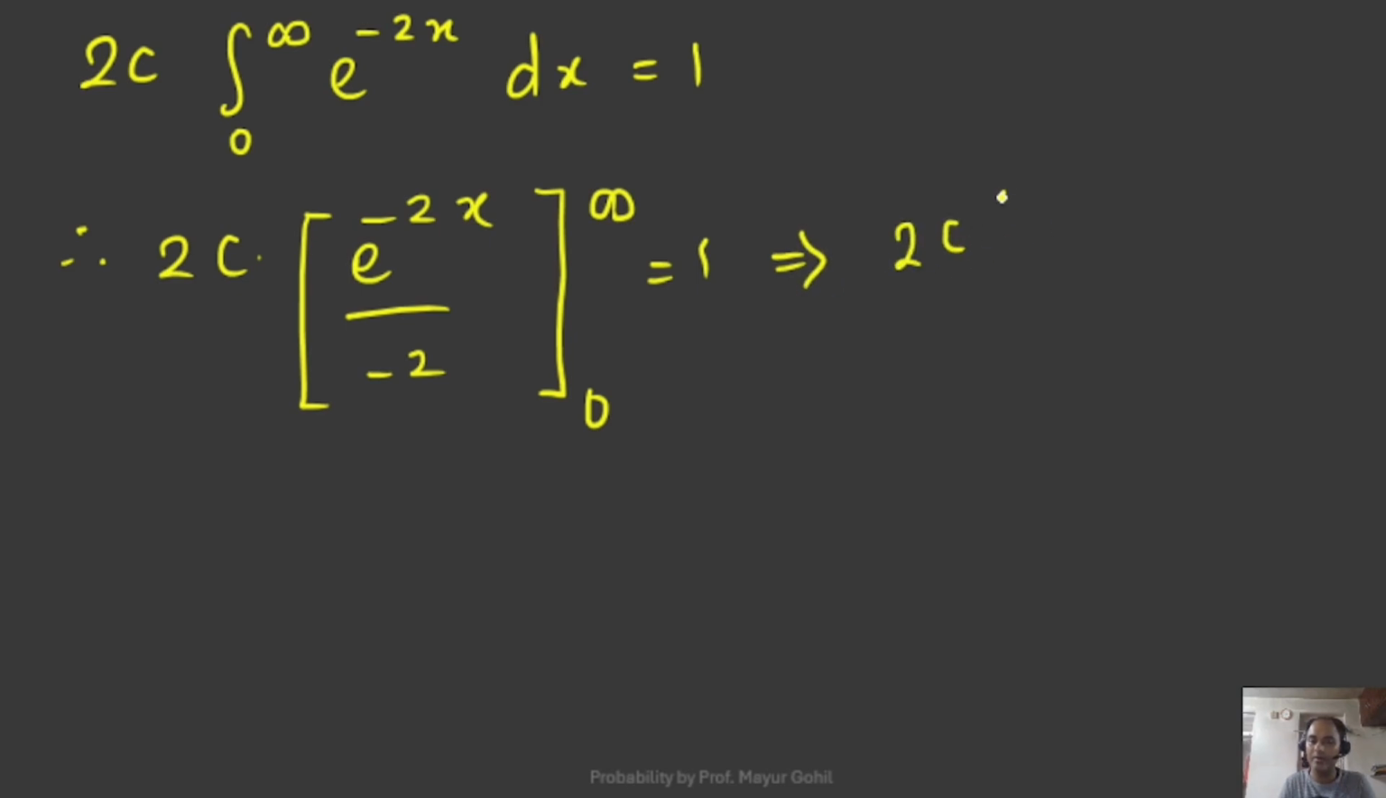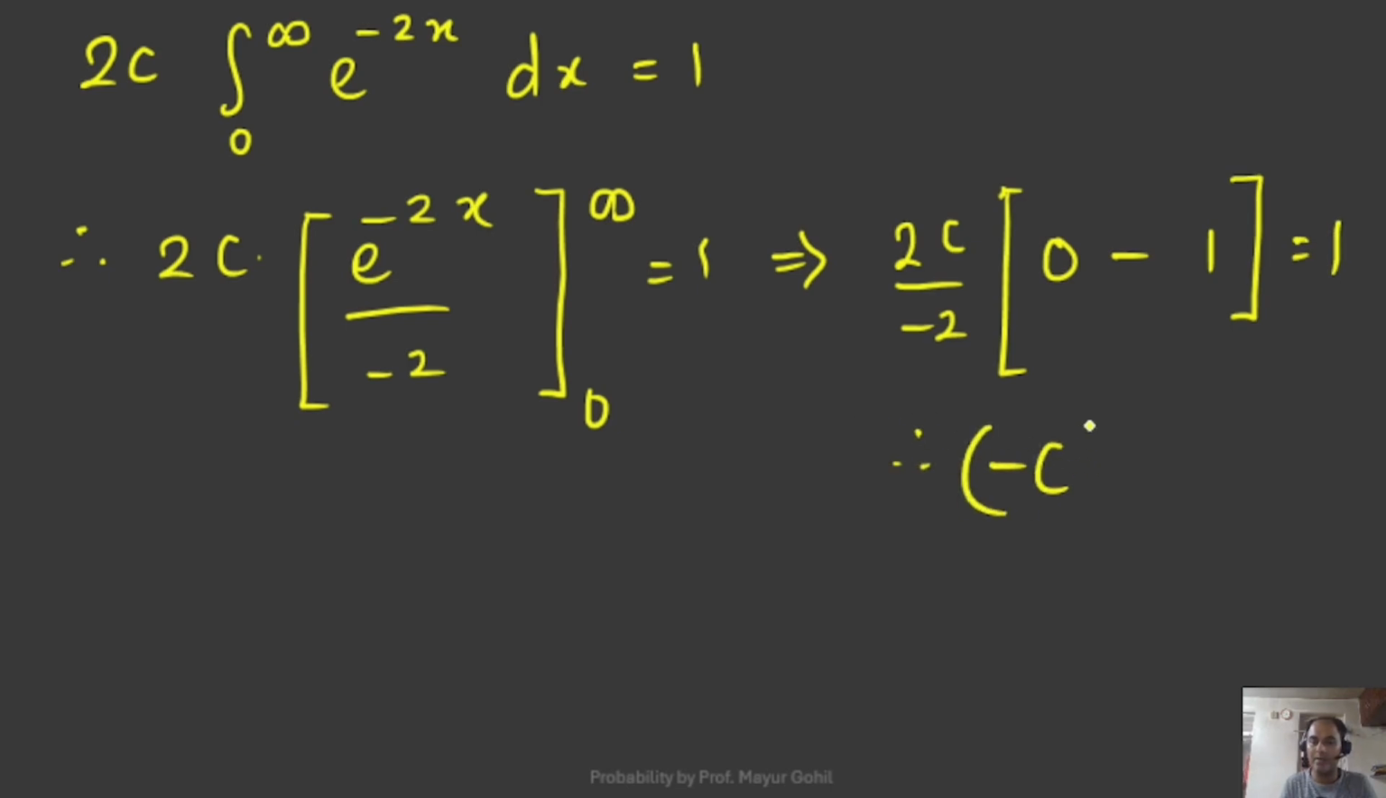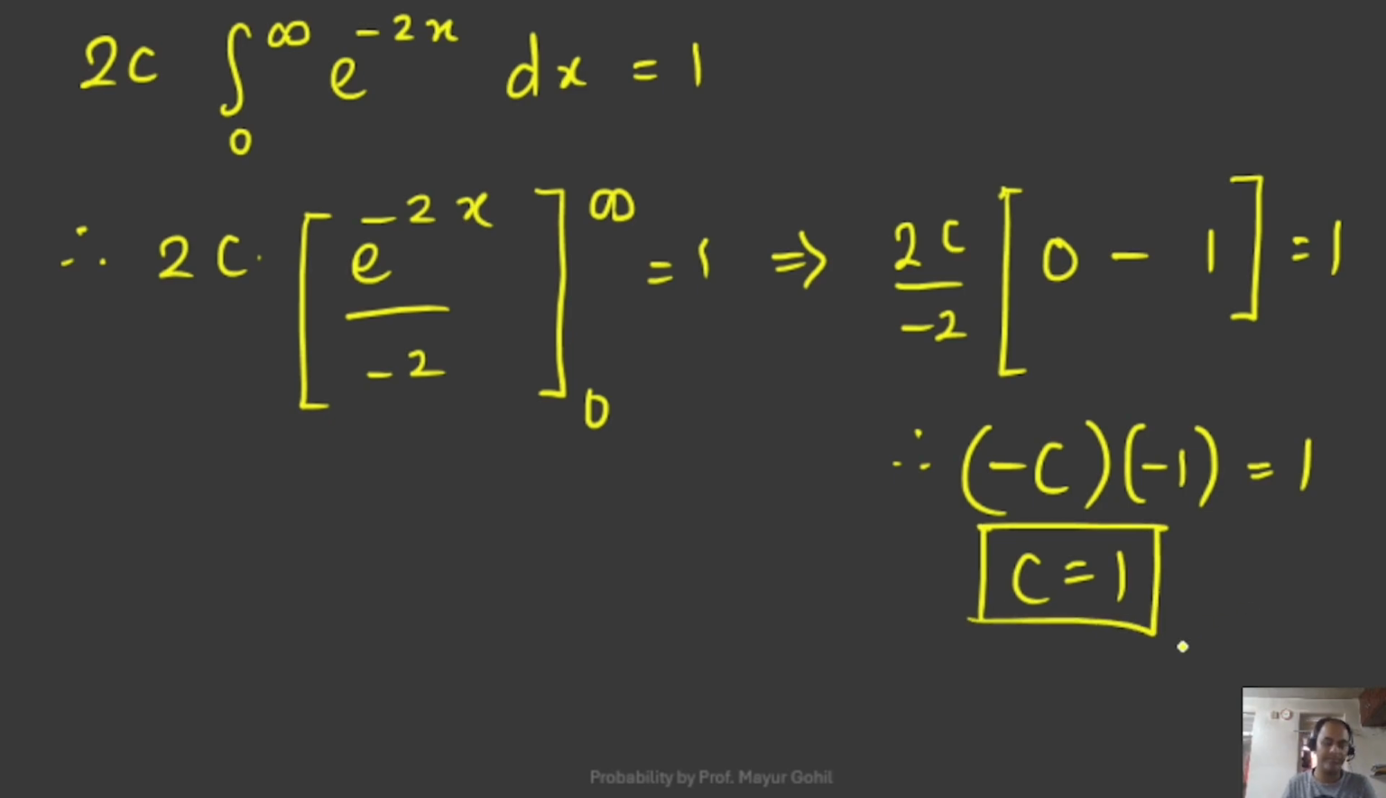So we get 2c, with the minus 2 outside. When you evaluate, e raised to minus infinity is 0, and at the lower limit it is minus sign and e to the 0 is 1. So what we get is minus c into minus 1, which is c, so the value of c is 1. This is the value of c.